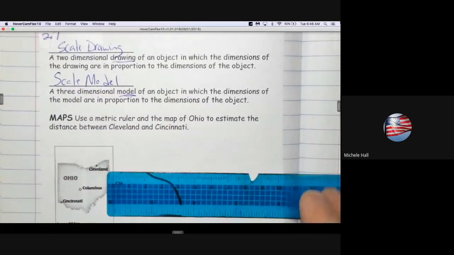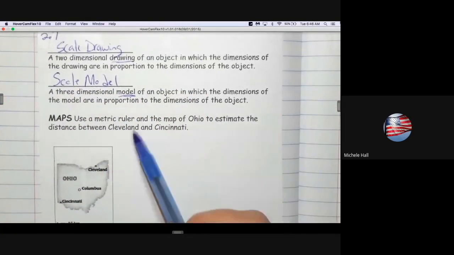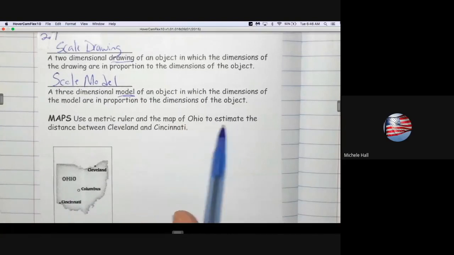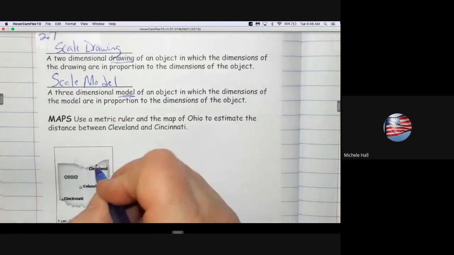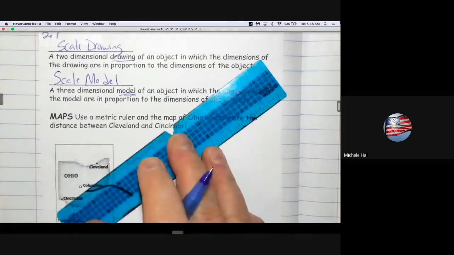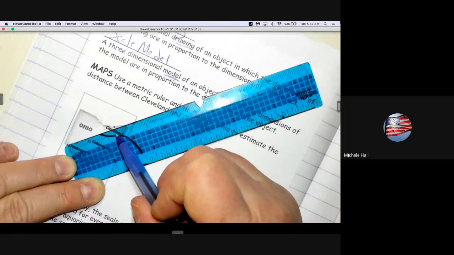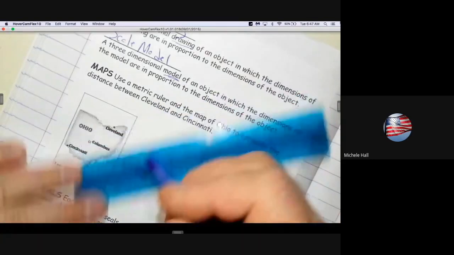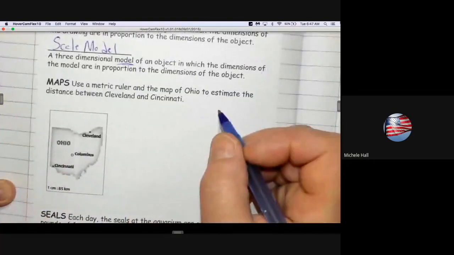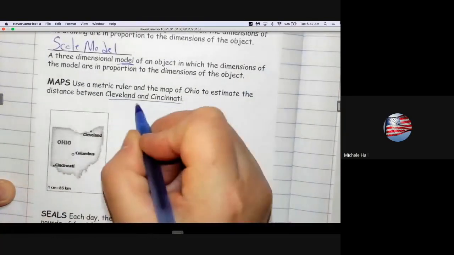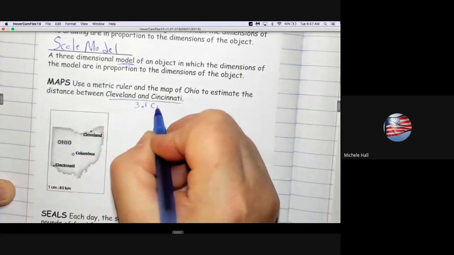Use a metric ruler on the map of Ohio to estimate the distance between Cleveland and Cincinnati. Let's say about 3.1 centimeters. So the distance between Cleveland and Cincinnati is about 3.1 centimeters.